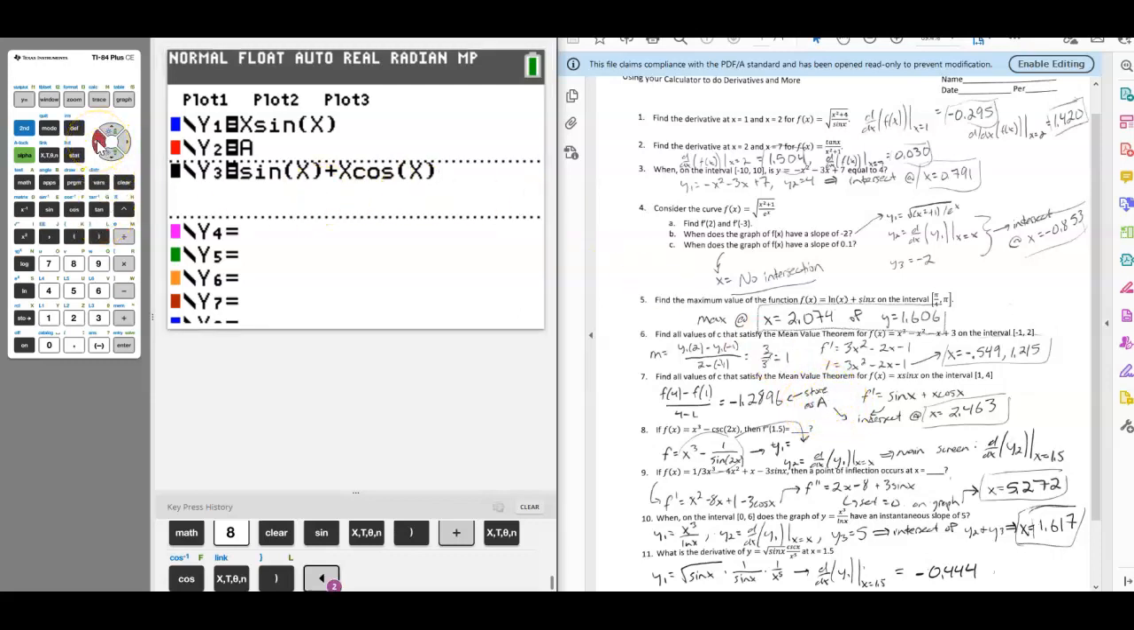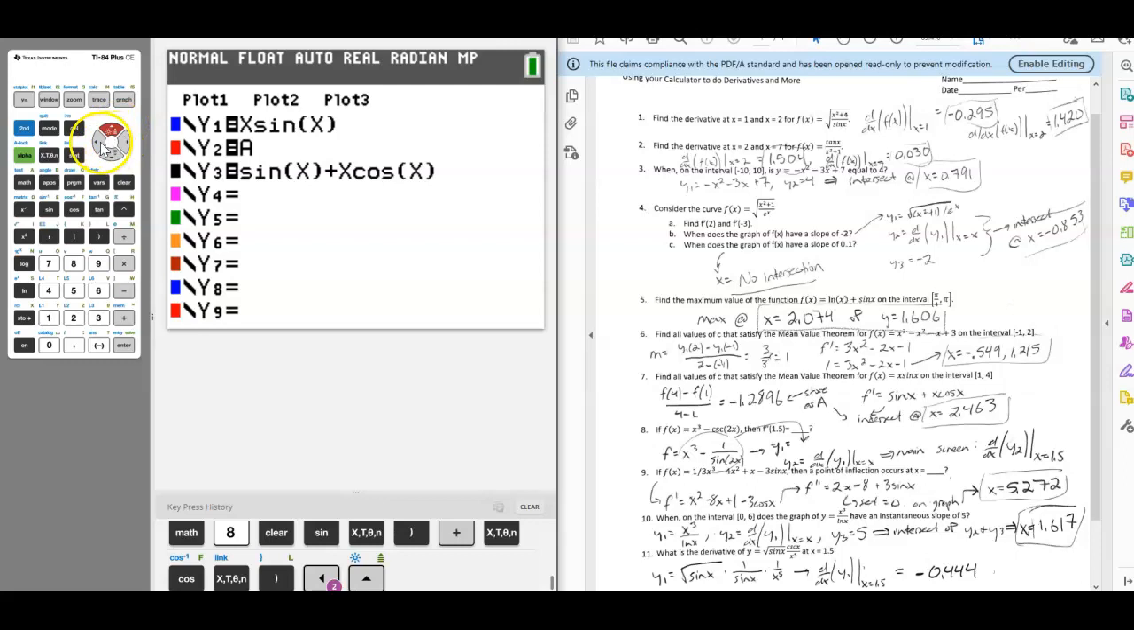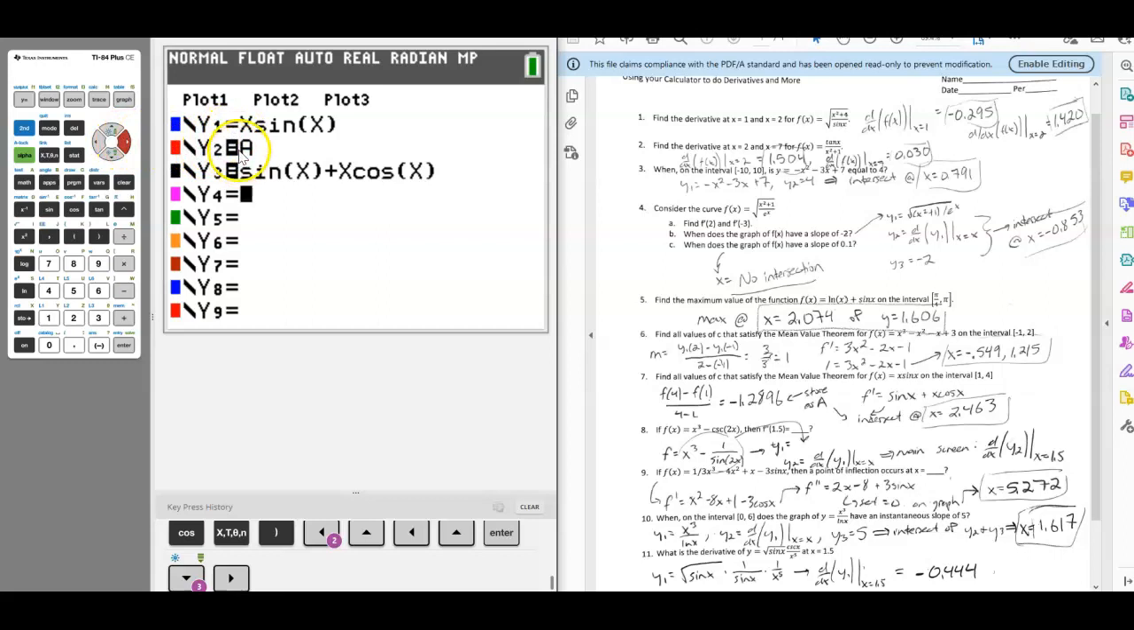I'm going to come over here. Actually, I'm going to scroll up. I'm going to turn off y1 by going over that equal sign and hitting enter. And you can see now when I scroll down, it's not highlighted. It's only going to graph these two right here. Now, I could do a zoom 6. I'll go ahead and do it.